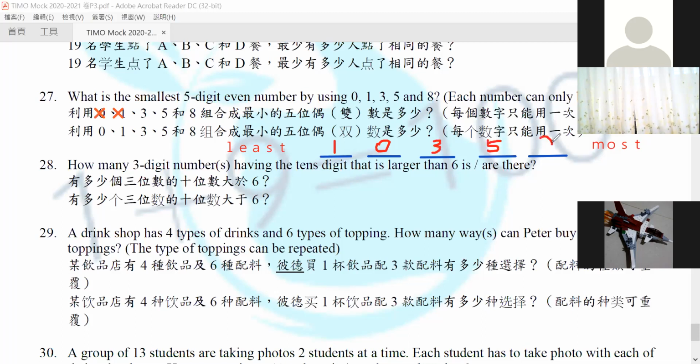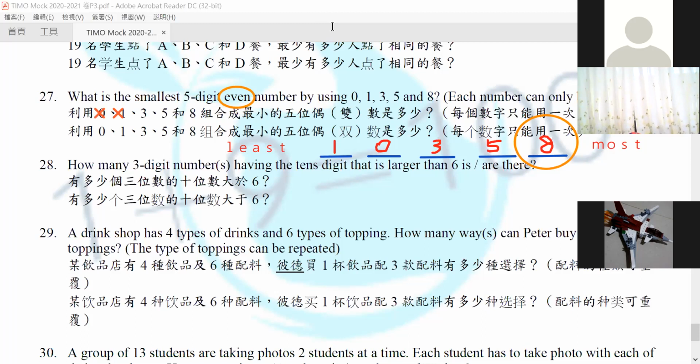Because it is an even number, the last digit must be either 8 or 0, right? But it shouldn't be 0. 0 is too small for it. So we pick the larger number, which is 8. So the answer is 10358. Okay?